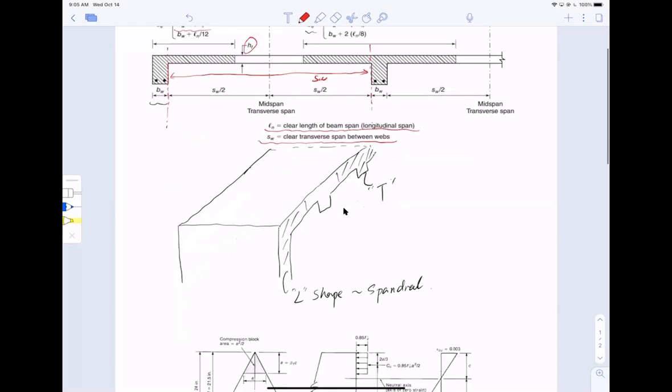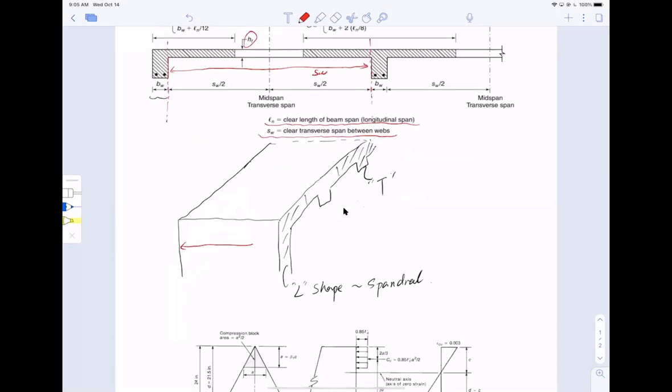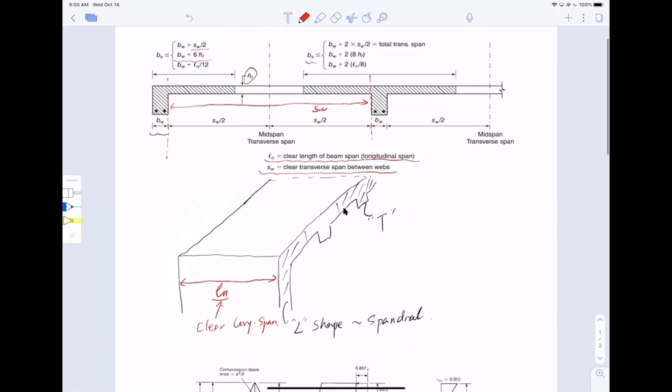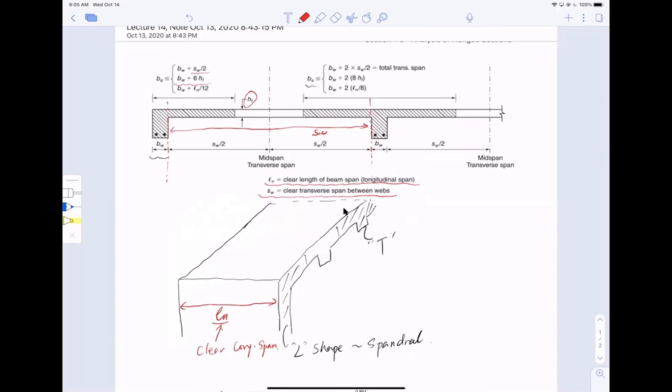That means Ln is this direction. We typically give you this, and you can see this from the homework. So this is for the L shape. You pick the lowest number of the three, the smallest value of these three.